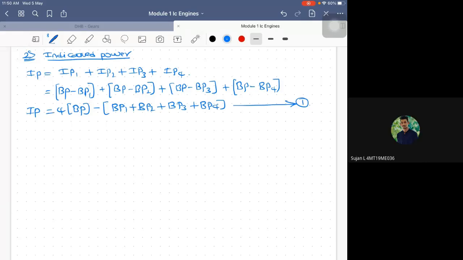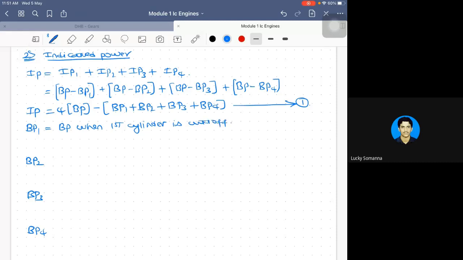Yes, sir. Now I should calculate the values of BP1, BP2, BP3, and BP4. What are these? Brake power at each cylinder. This is the brake power of the individual cylinder. So BP1 is the brake power when the first cylinder is cut off.